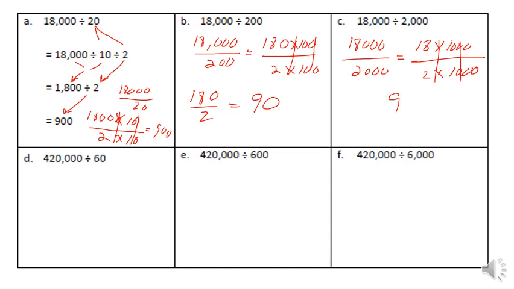On D, 420,000 divided by 60. I'm going to take out the multiple of 10, which is going to be 42,000 over 6 times 10.